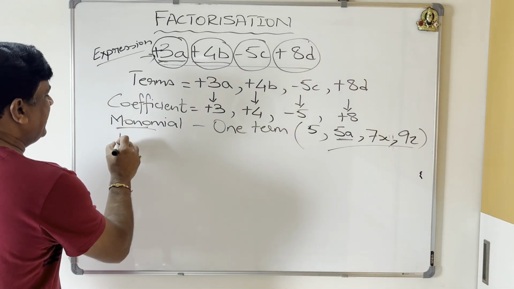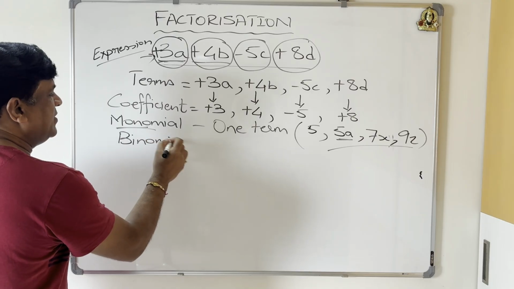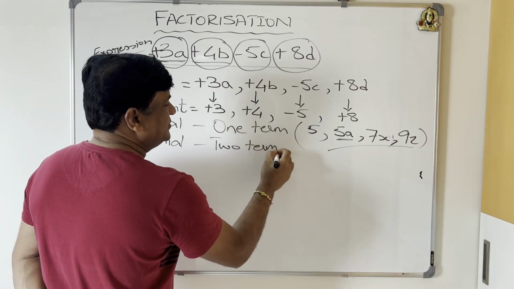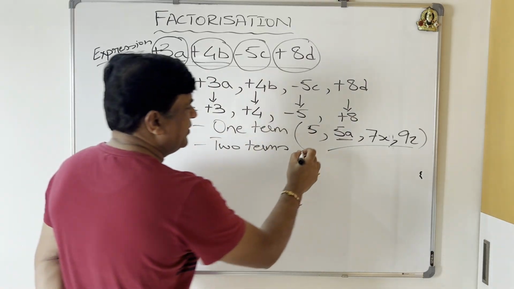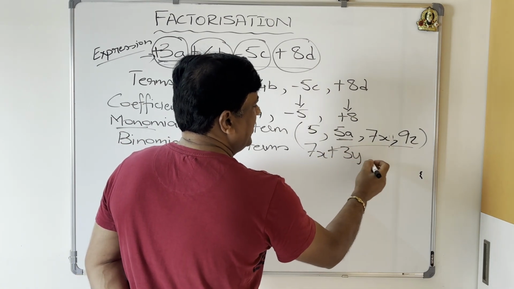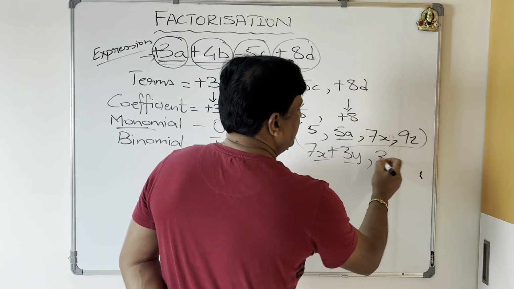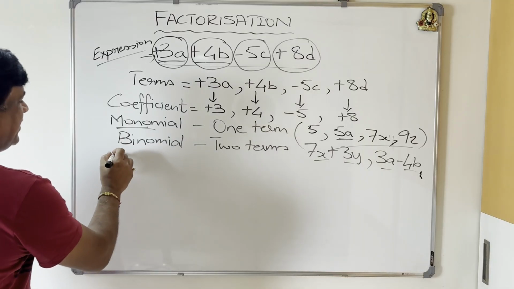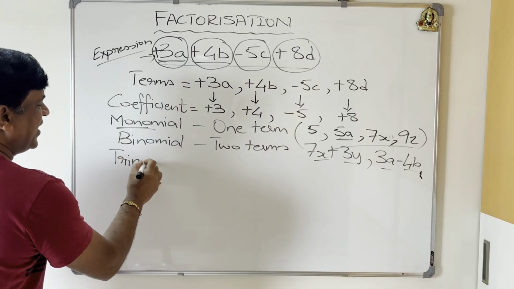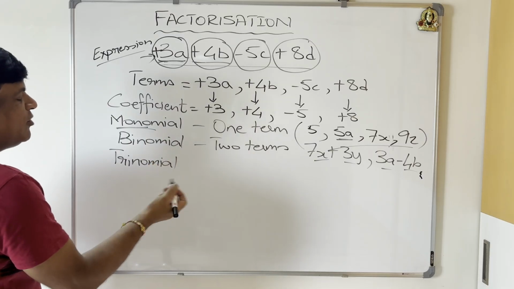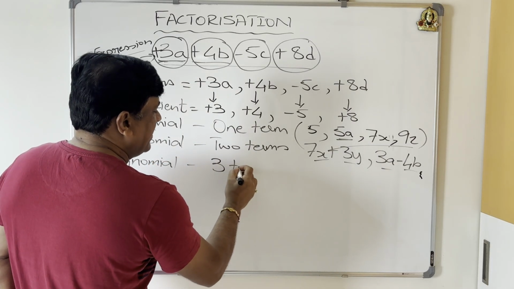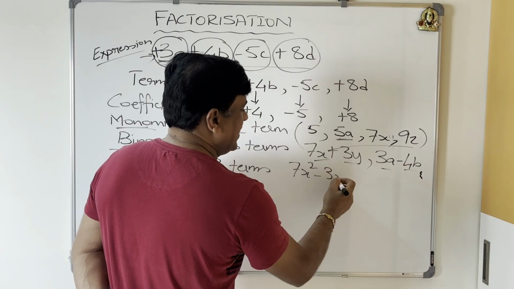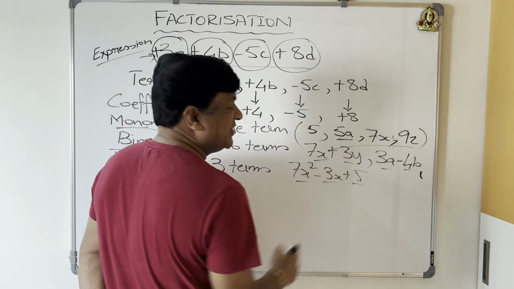What is the next one? It is known as binomial. Binomial is nothing but an expression with two terms. For example, 7x plus 3y. If you look at it, it has two terms. One term, two terms. 3a minus 4b, again two terms. Similarly, the next one is known as trinomial. Trinomial is an expression with three terms. For example, 7x squared minus 3x plus 5. If you look at it, it has three terms in it.